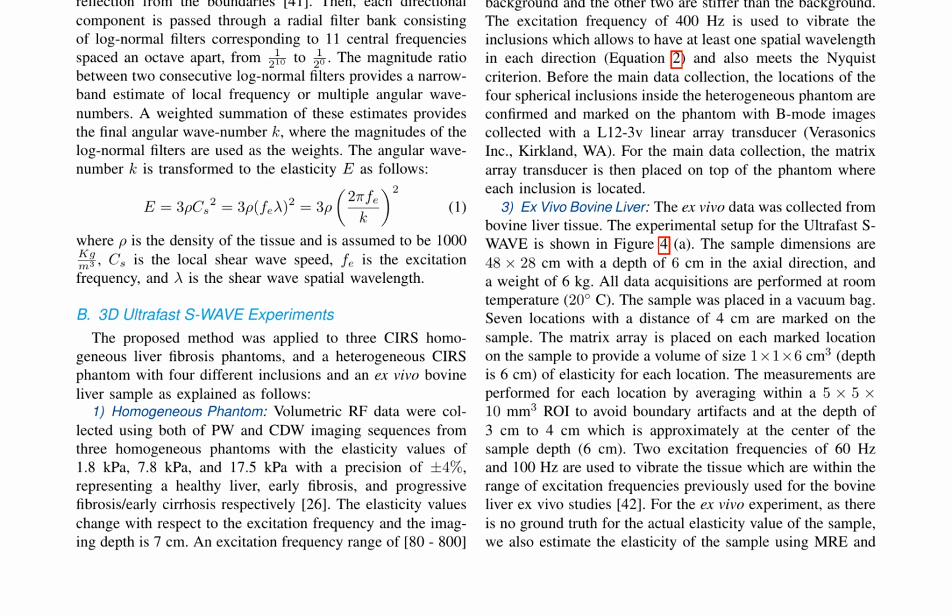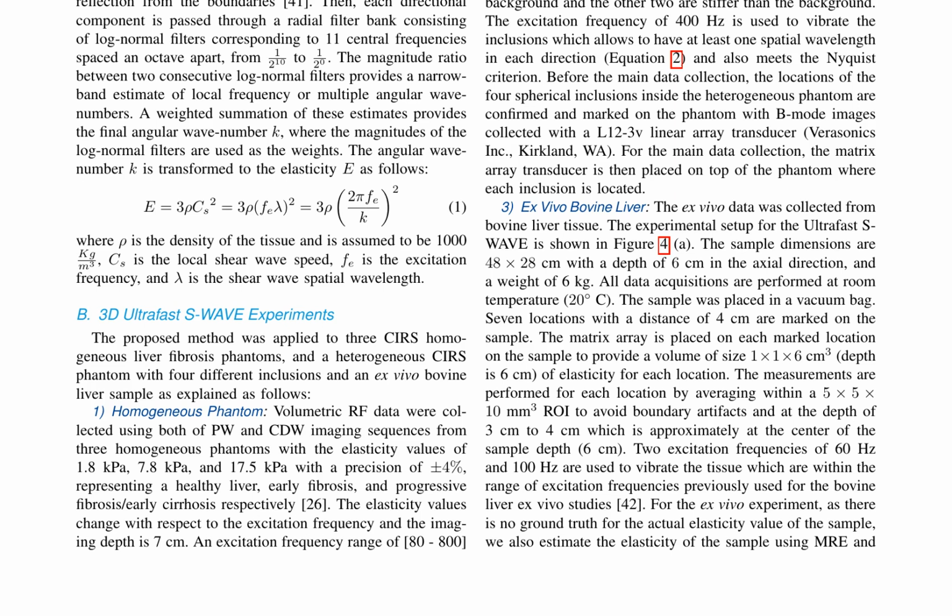For the homogeneous phantom, volumetric RF data are collected using both PW and CDW imaging sequences, and the elasticity values are estimated and validated using the CIRS phantom manufacturer's elasticity values. For the heterogeneous phantom, RF data are acquired from 4 different regions, and the elasticity range of the inclusions reported by the manufacturer is used to validate the estimated elasticity values.